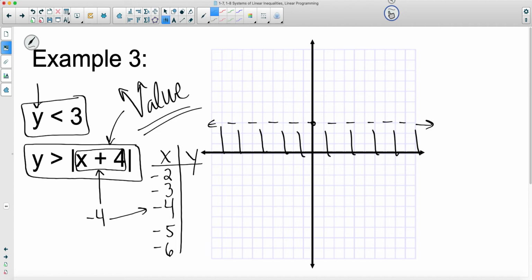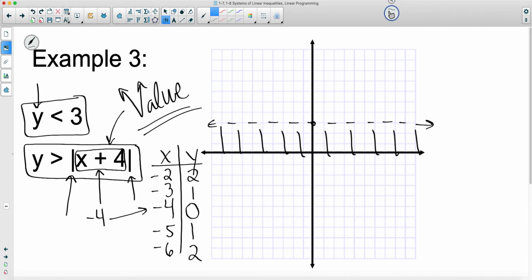Then go ahead and just plug those into that equation and see what you get. We're going to take these values. Take that negative 2, plug it in for the x. So negative 2 plus 4 is positive 2. Negative 3 plus 4, positive 1. Negative 4 plus 4, 0. Negative 5 plus 4 is negative 1, but we have our absolute value brackets, so that makes it a positive 1.